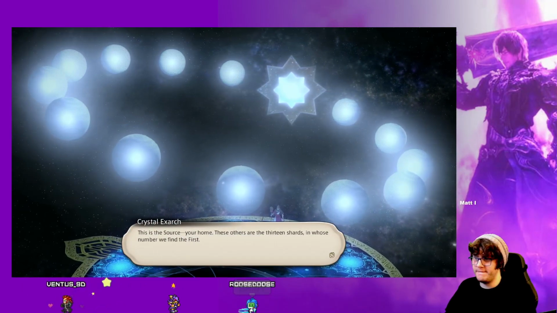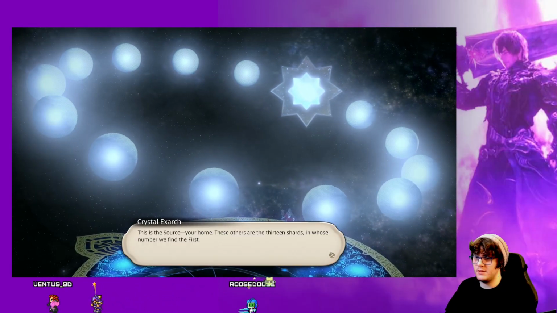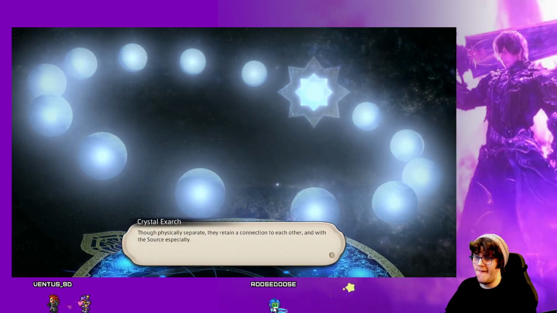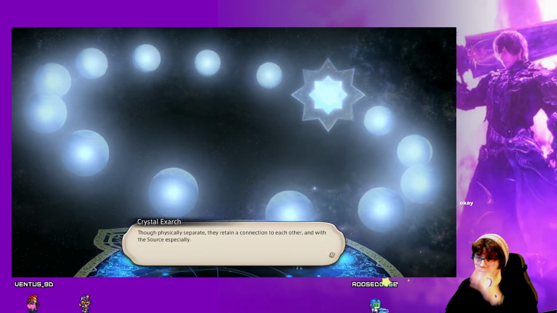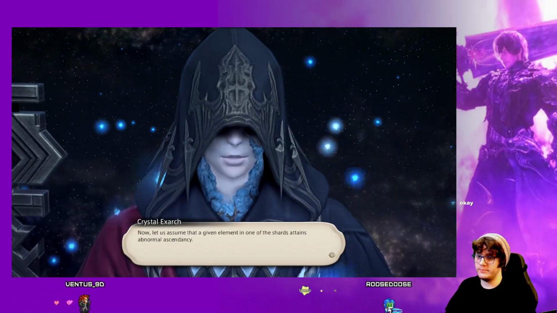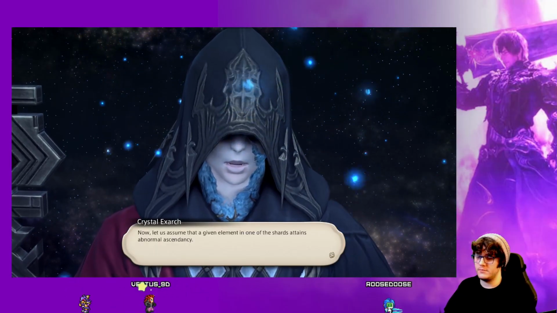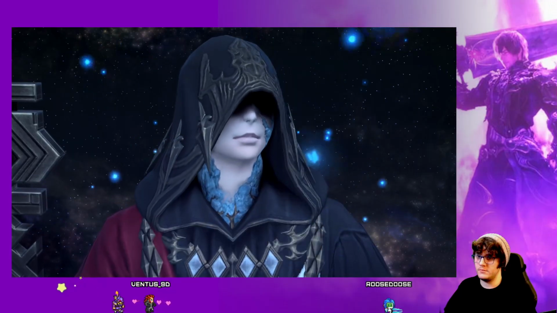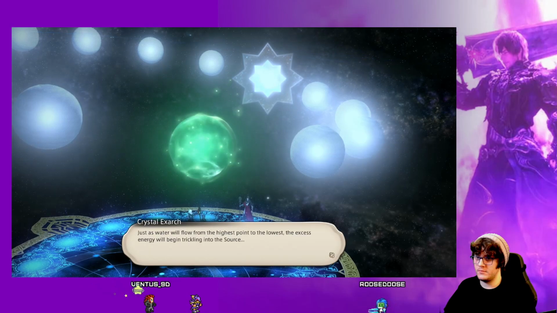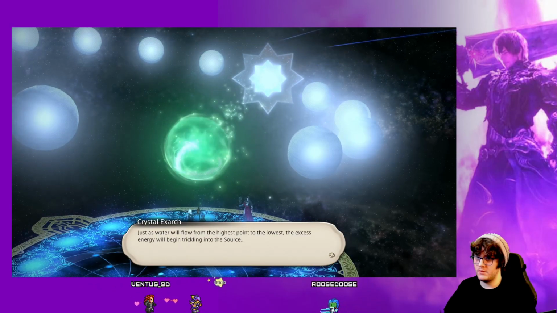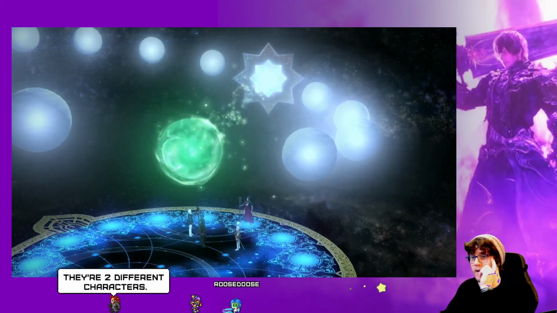I don't know. These others are the 13 shards, in whose number we find the First. Though physically separate, they retain a connection to each other, and the source especially. Now, let us assume that a given element in one of the shards attains abnormal ascendancy. Just as water will flow from the highest point to the lowest, the excess energy will begin trickling into the source. Okay.